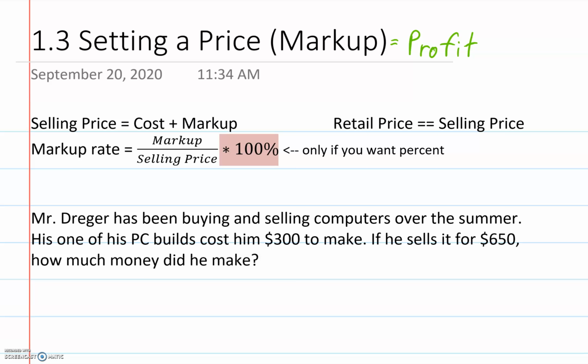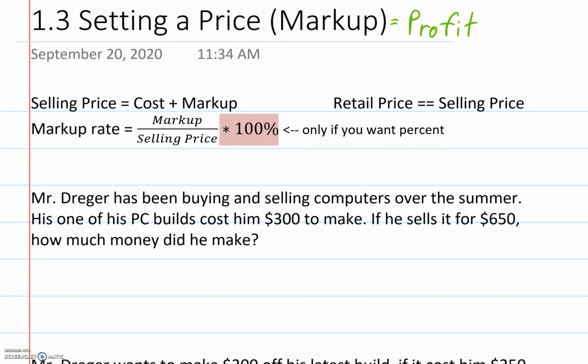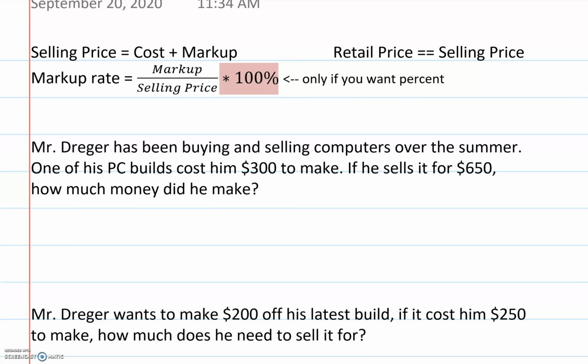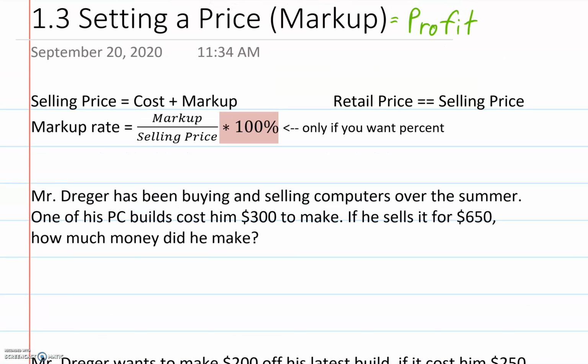Okay, all right, so Mr. Drager has been buying and selling computers over the summer. One of his builds cost him $300 to make. If he sells it for $650, how much money did he make?